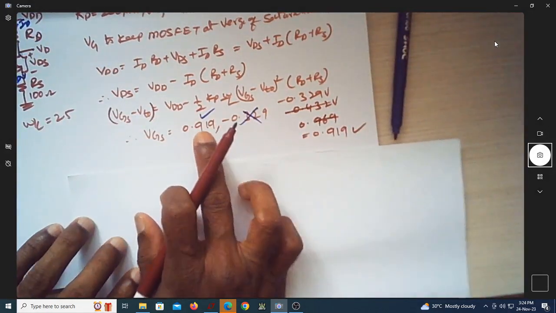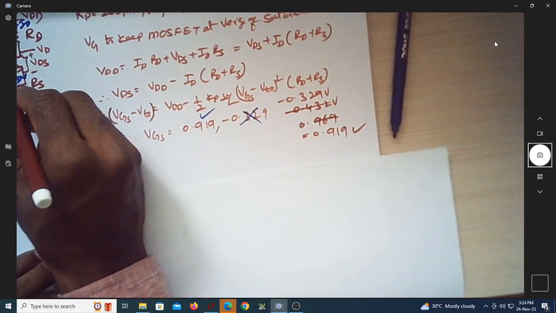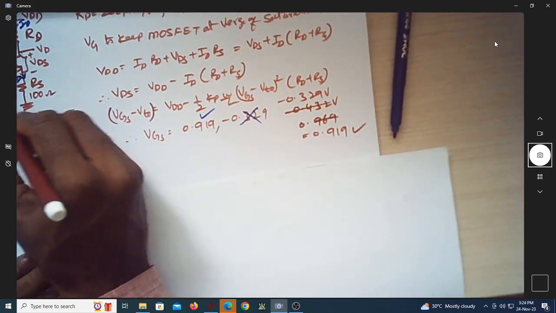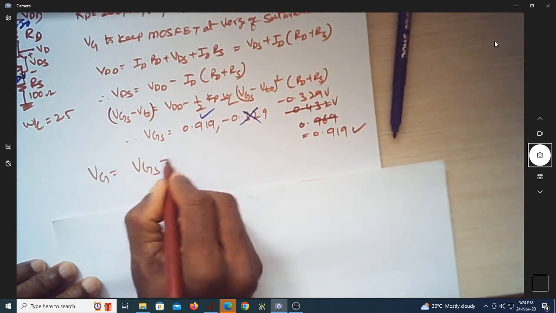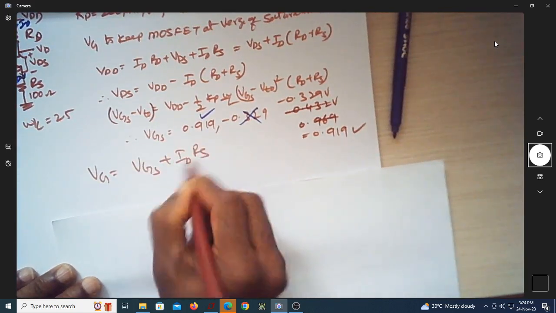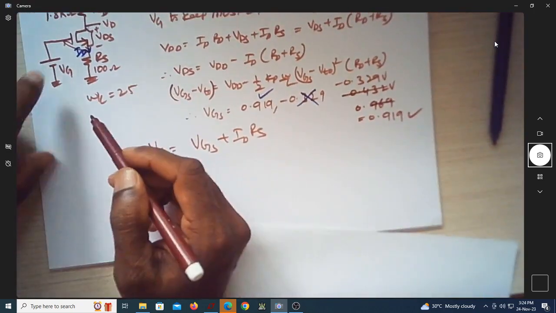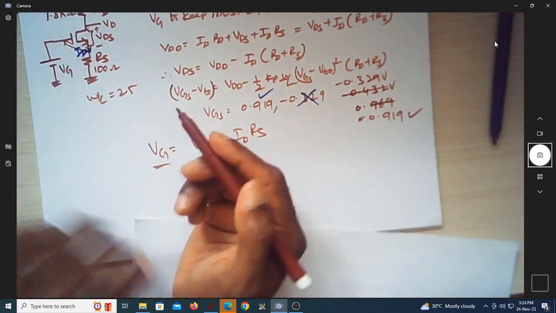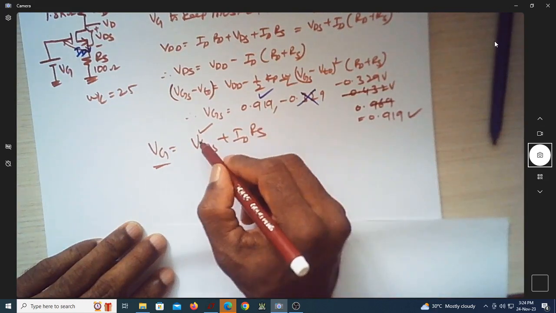So now this VGS will give me some current, because this is the voltage required here, should be 0.919, but we are asking what is VG. So VG is nothing but VGS plus ID into RS. This is the actual value of VG that should be. So this is the value of VG, which is nothing but VGS plus ID into RS. What we actually found was this. So 0.919 is actually this voltage.